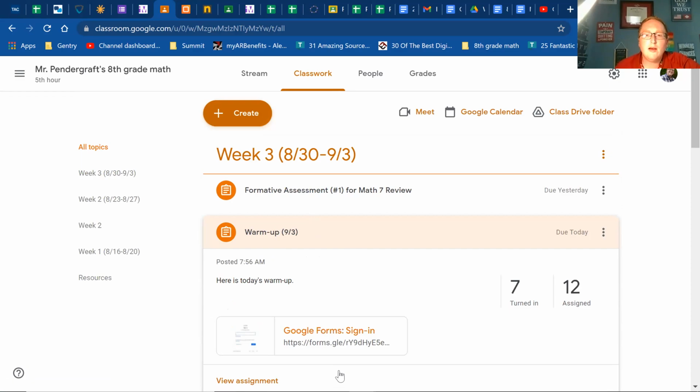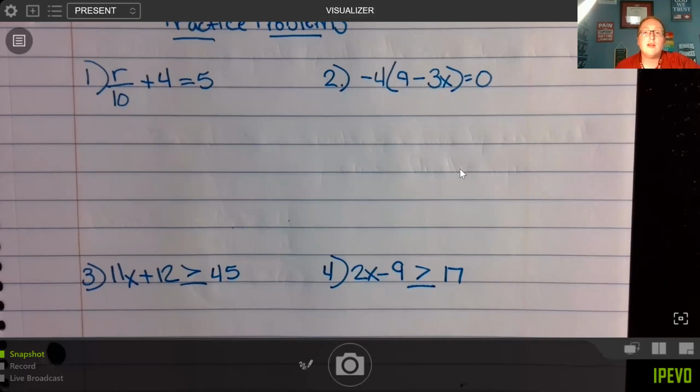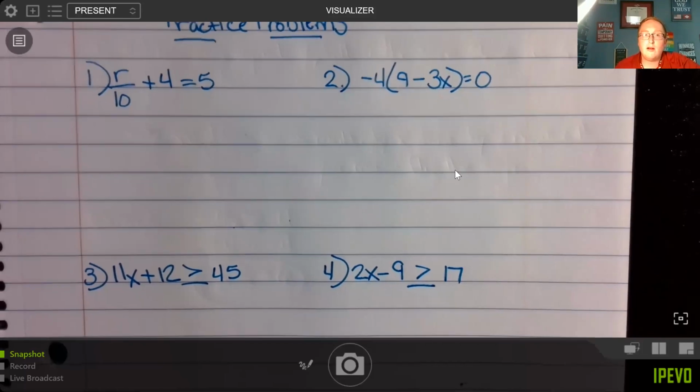I'm going to stop share for just a second so I can share my document camera again, and I'm going to work these problems so you can see me work them. You're going to see these kinds of problems on your formative.